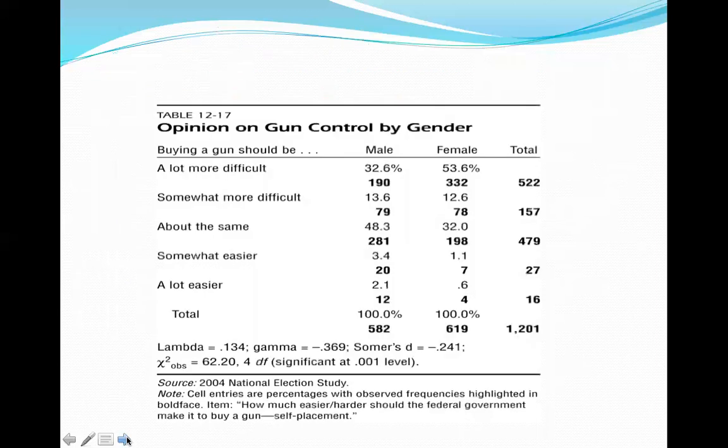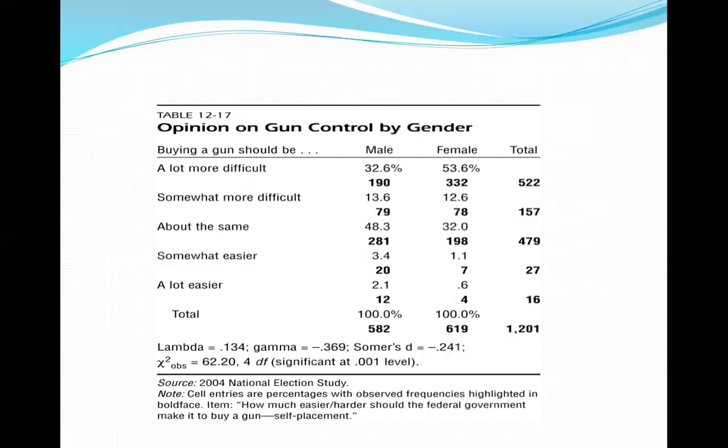Okay, so this is the data that I'm going to be using to do my example. Again, you'll see that the independent variable is gender, and the dependent variable represented by our rows is opinion on gun control. And what you're seeing here are those probabilities. So again, we could read it like 32.6% of men say that buying a gun should be a lot more difficult, compared to 53.6% of women.